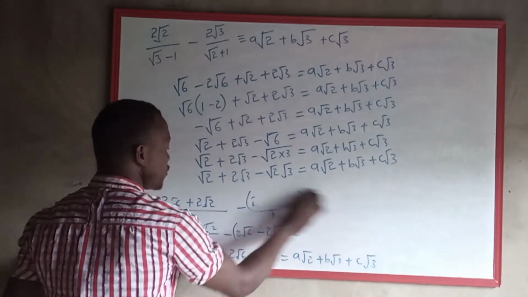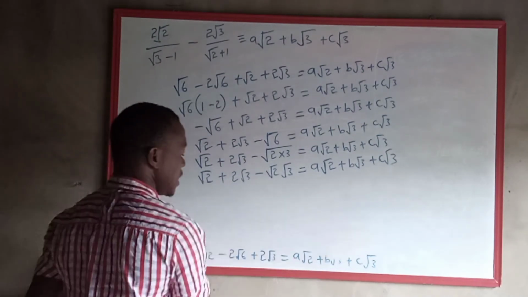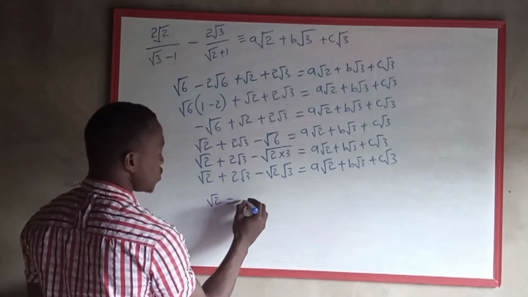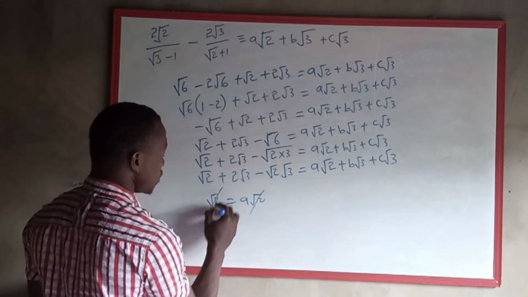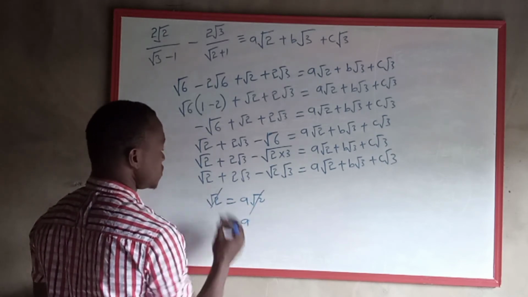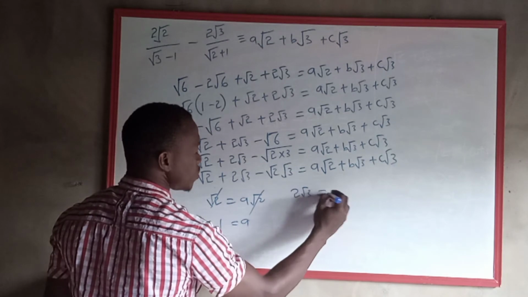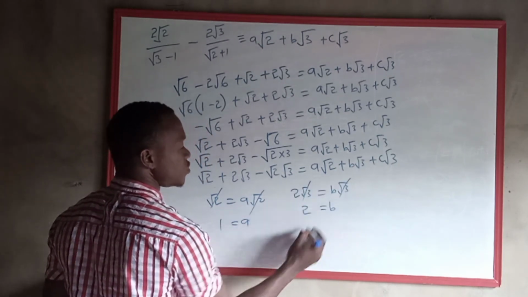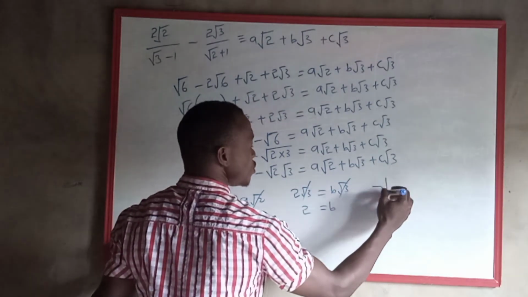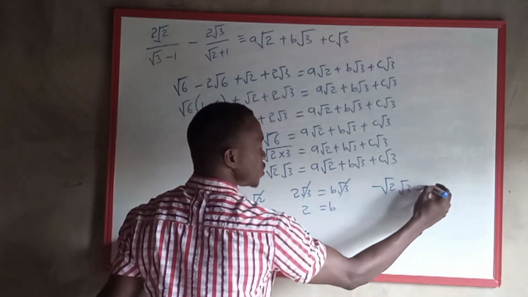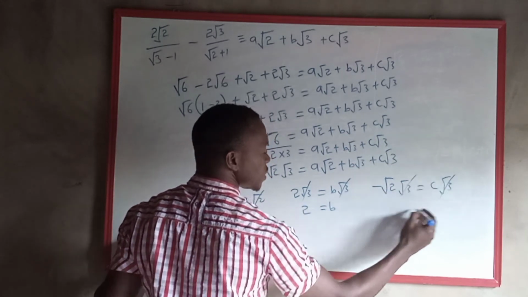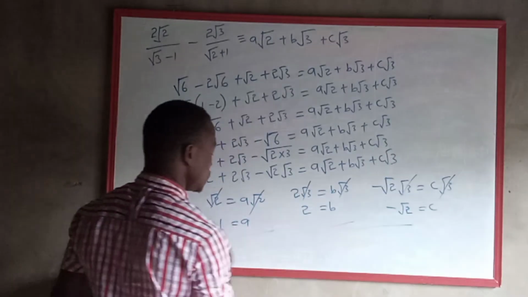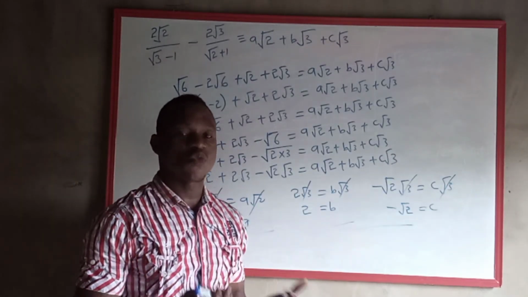That is that. So if we are to compare left hand side and right hand side, we have that this one, root 2 is equal to a root 2. So automatically our a is equal to 1. The second one, 2 root 3 is equal to b root 3. So automatically our b is equal to 2. The third one, minus root 2 root 3 is equal to c root 3. So automatically our c is equal to minus root 2. So we have solved the question.